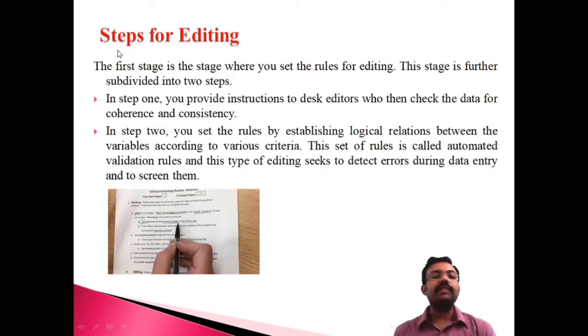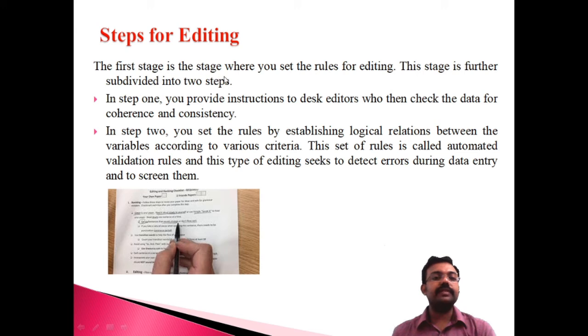Okay, then what are the steps for editing? From the researcher's point of view, what are the important steps prepared by the researcher for editing? There are two basic important steps of editing. Suppose you frame the editing rules, which are essential. Editing rules are very essential, so you must be conscious about these activities. Basically the stages are classified into two, that means the stages are further divided.